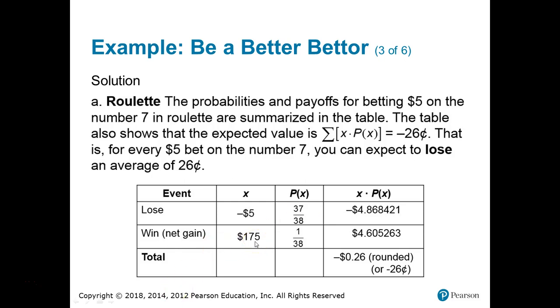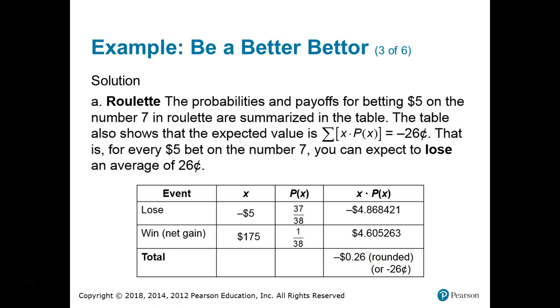The event of winning gives me $175. The probability of winning is only 1 in 38. So multiply 175 by 1 over 38, which gives me this expected value right here for the event of winning. Once you add them up, this value right here is going to be your expected value, or your mean value.